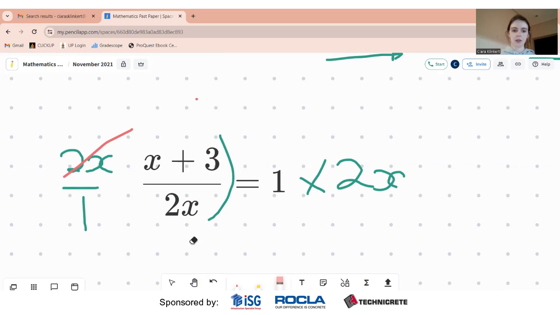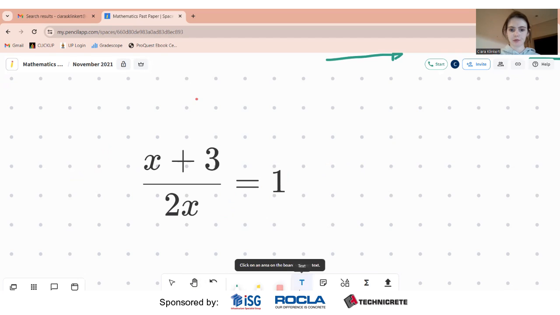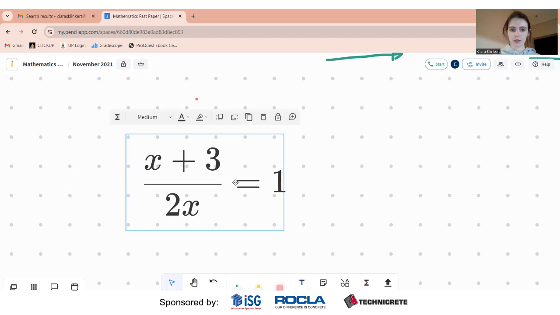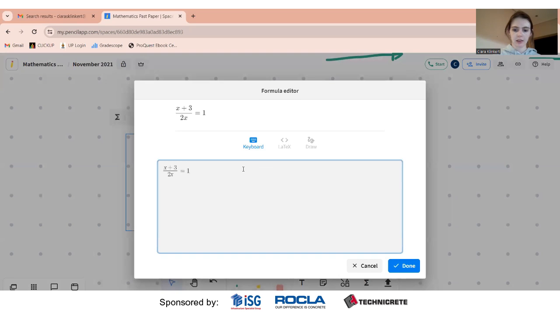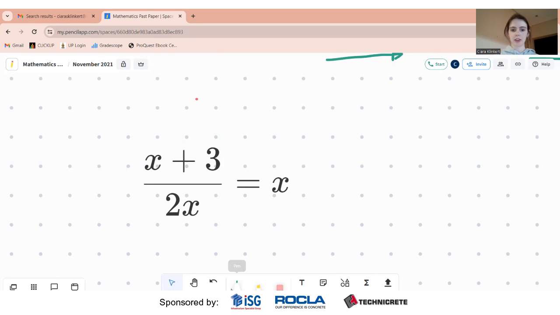So actually, I can see that for this question, I should have made this equal to x. Sorry, I'm just quickly changing the question. So we're not going to end up with a quadratic equation. So let's change this question quickly. Okay, now we've successfully changed the equation.